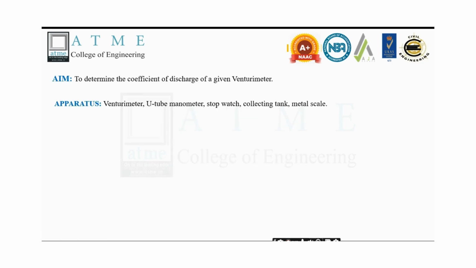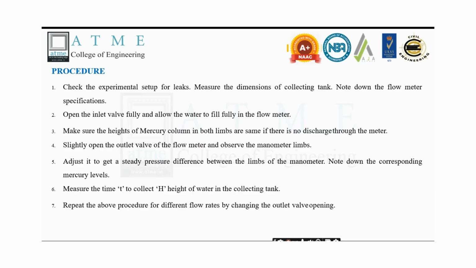The main aim of the experiment is to determine the coefficient of discharge of a given Venturimeter. The apparatus required are a Venturimeter, U-tube manometer, stopwatch, collecting tank and a metal scale. The procedure for determination of CD for Venturimeter is, first we have to check the experimental setup for leaks, then measure the dimensions of the collecting tank, note down the breadth and length of the collecting tank, then note down the flow meter specifications.